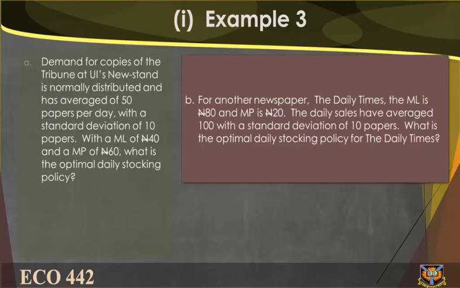Example 3. A. Demand for copies of the Tribune at U-High's newsstand is normally distributed and has averaged 50 papers per day, with a standard deviation of 10 papers, with an ML of 40 naira and an MP of 60 naira. What is the optimal daily stocking policy? B. For another newspaper, the Daily Times, the ML is 80 naira and MP is 20 naira. The daily sales have averaged 100 with a standard deviation of 10 papers. What is the optimal daily stocking policy for the Daily Times?